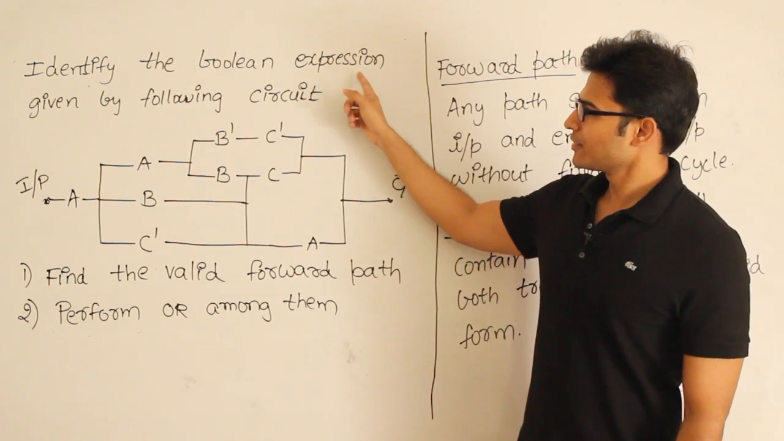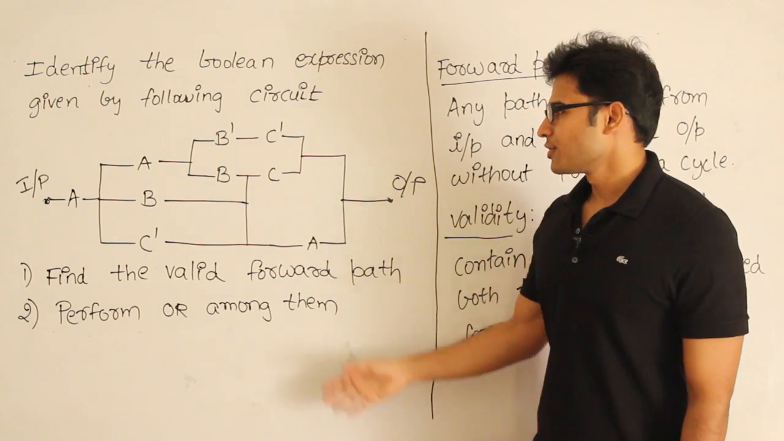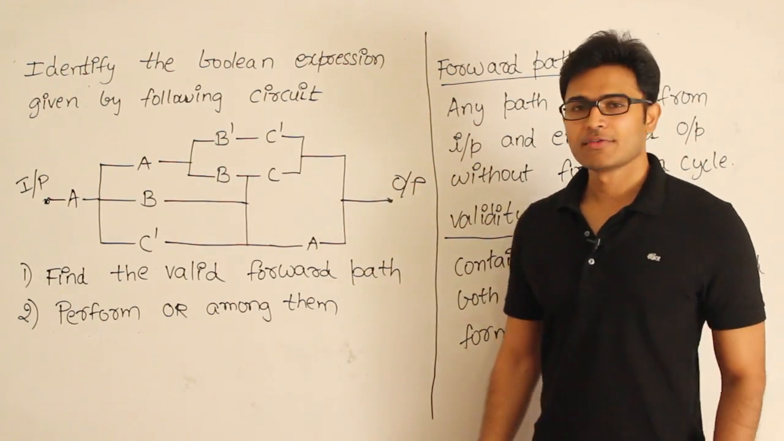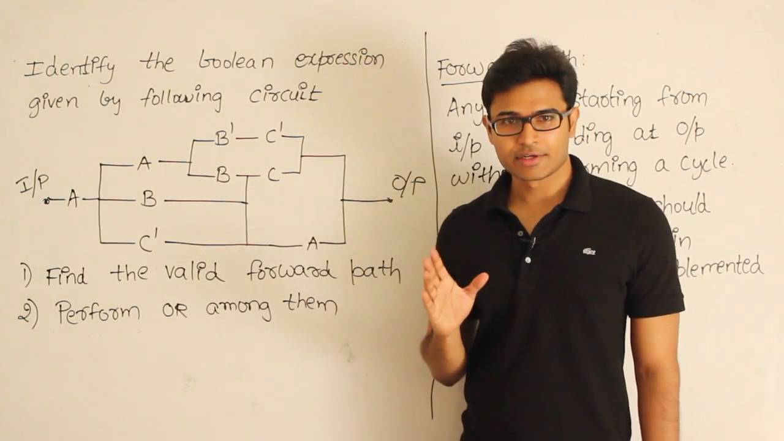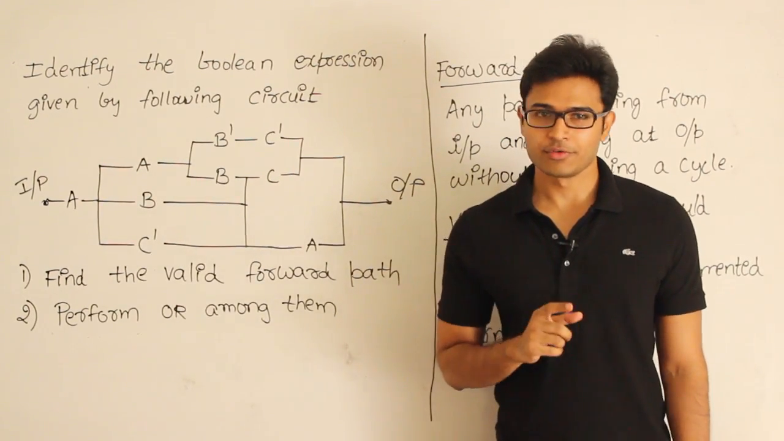Identify the Boolean expression given by the following circuit. So this is the circuit given, and now we have to identify the Boolean expression. This is a contact representation. Whenever such a circuit is given, you just follow the method which I am going to say.